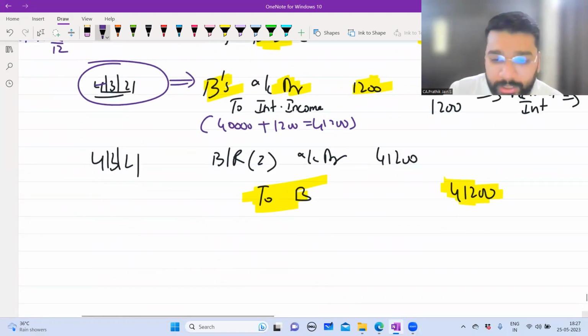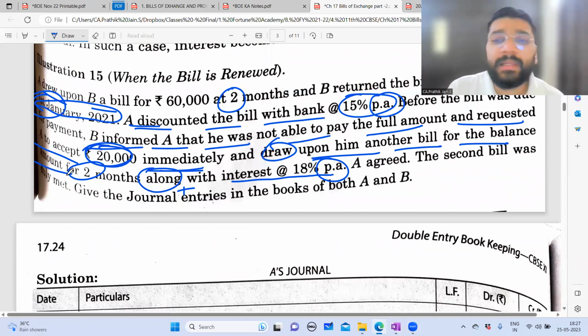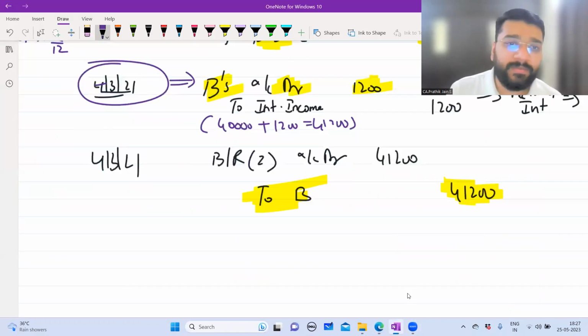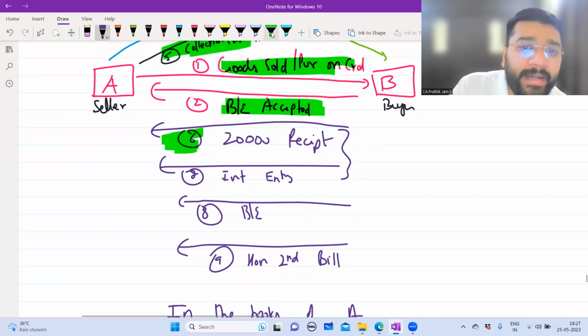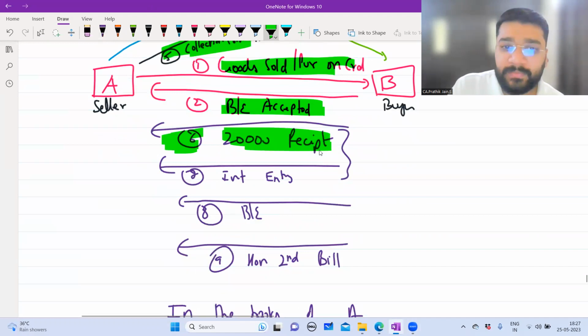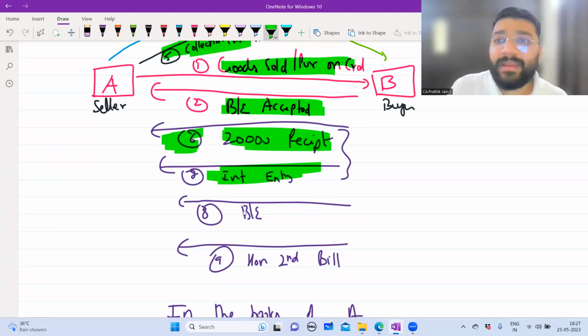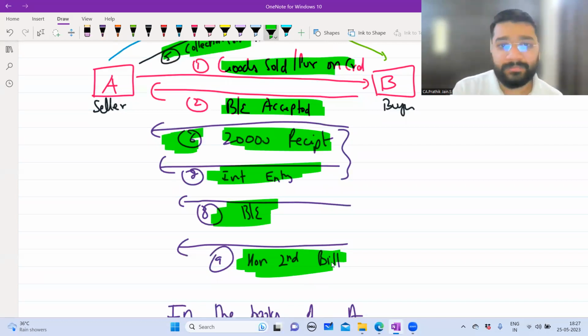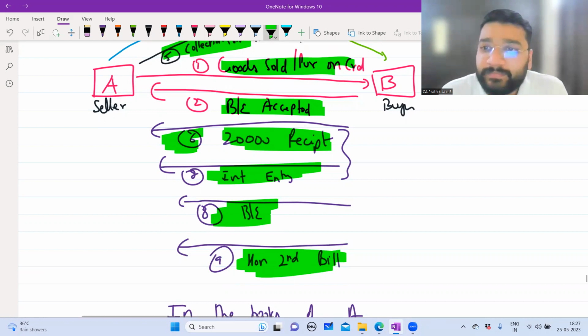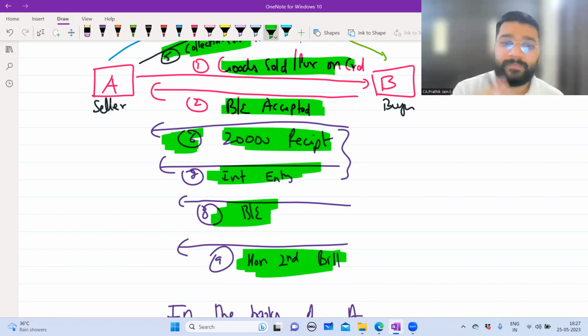Now guys, on the due date, the bill is duly met. Now look at the sequence, guys. We have done it one by one. We first recorded the entry for receiving 2,000 rupees. Then we recorded the accrued interest entry. And then we recorded another entry for execution of the second bill. And now we have to record the honouring of the second bill. So you understood the sequence in which I'm recording? My dear friends? Yes, sir.